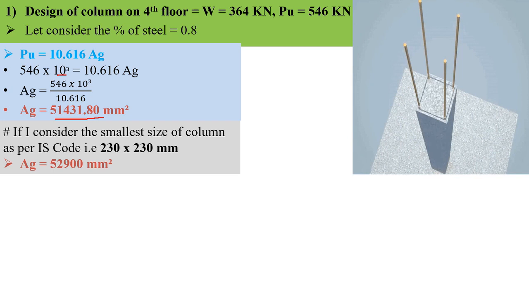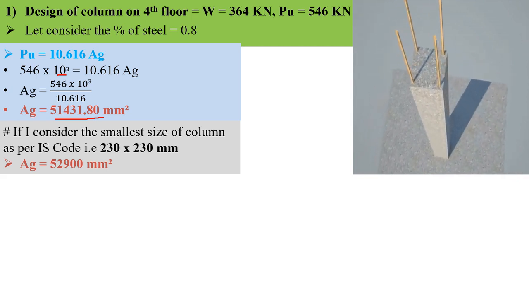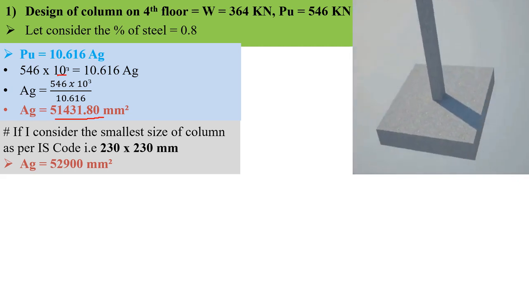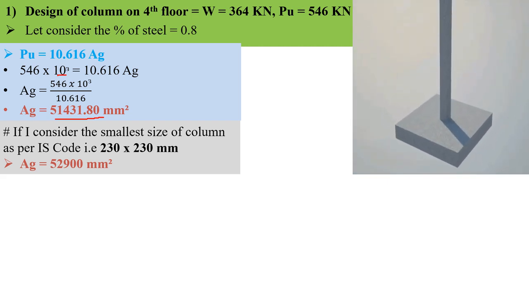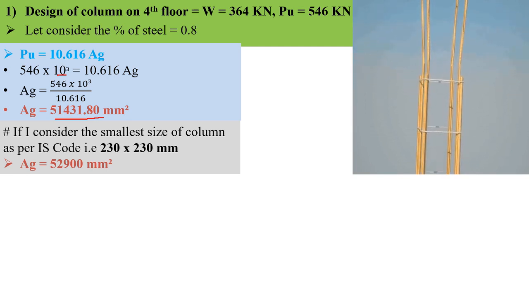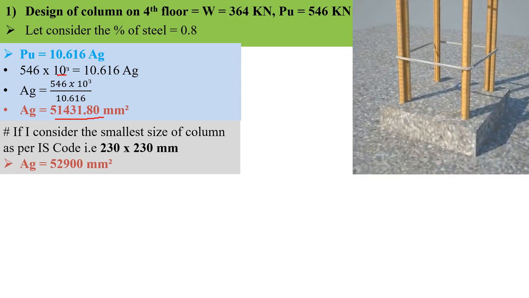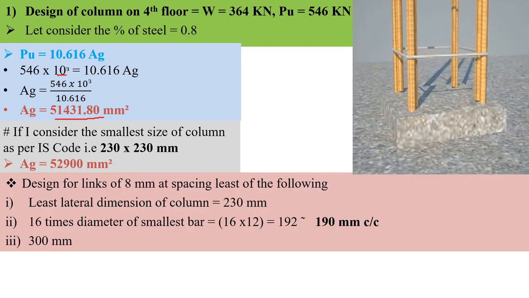Since I have taken the least percentage of steel, let me take the least dimension of the column as per the IS code. We have already seen in part 1 that the least dimension is 230 by 230. If I take the 230 by 230 area, the gross area is 52,900 mm square, and my requirement as per design is less than that. So as per the IS code, I should take a minimum of 230 mm by 230 mm. That is very, very simple.